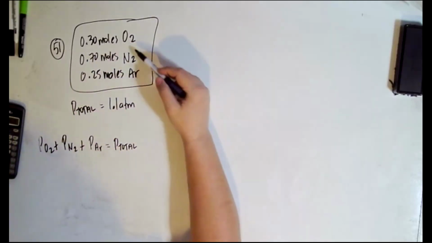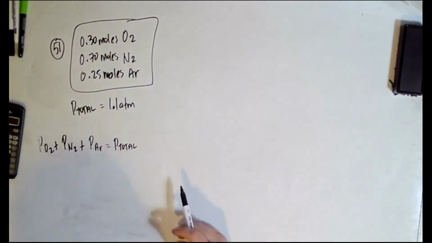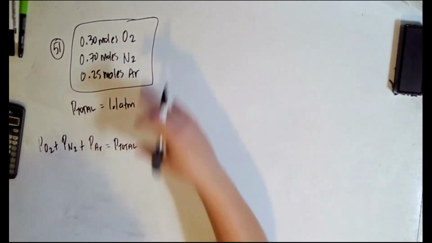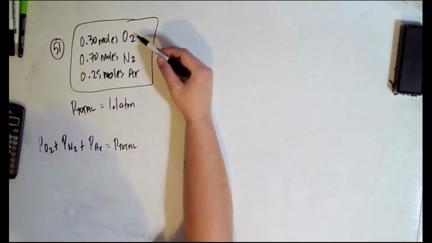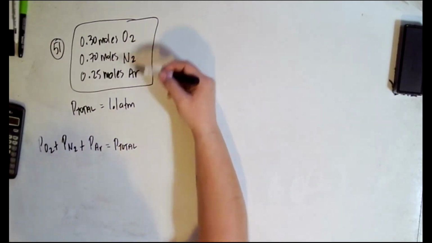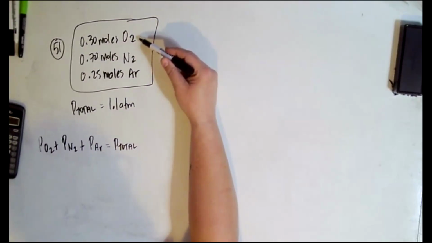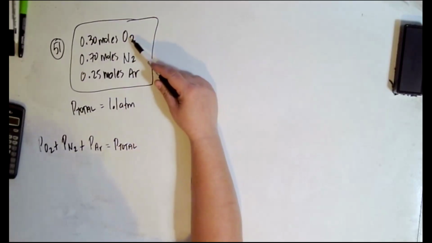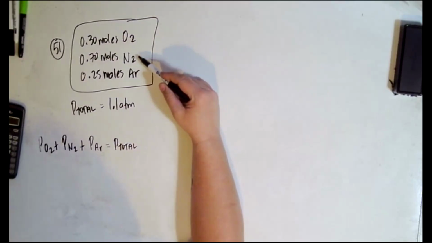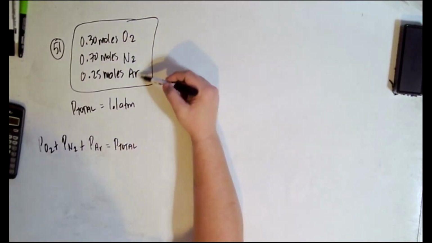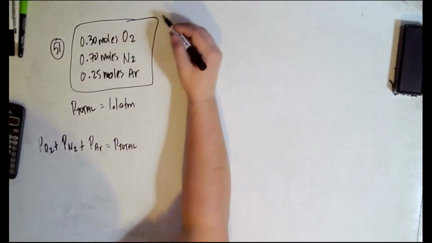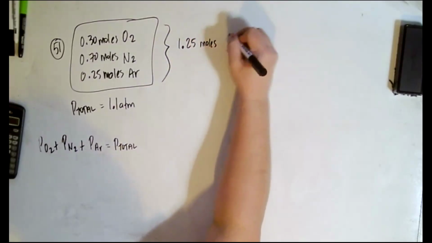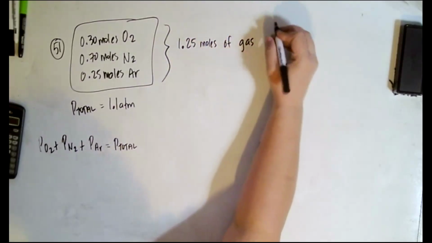What we can do, though, is we can look at the amount of gas that's present, and we can take a percent or a fraction, and we can use that to figure out how much of this total pressure just belongs to oxygen. Okay. So if we look at all these gases that are present, we have 0.3 moles of oxygen, 0.7 moles of nitrogen, 0.25 moles of argon. If I add all these moles together, I'm going to have 1.25 moles of gas total.